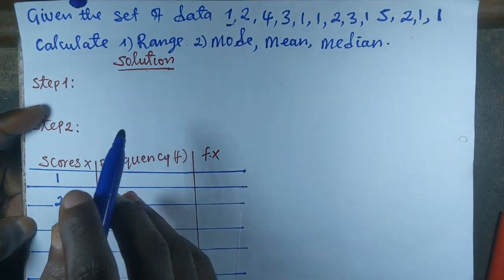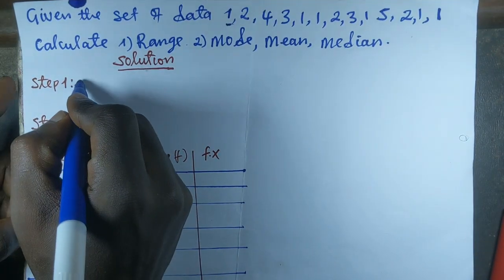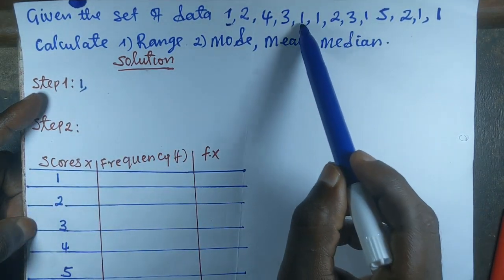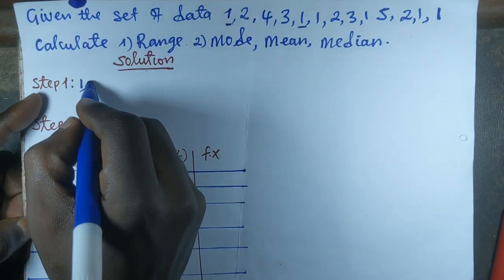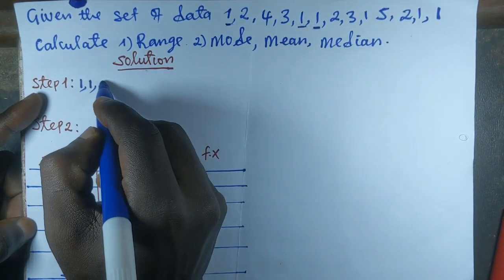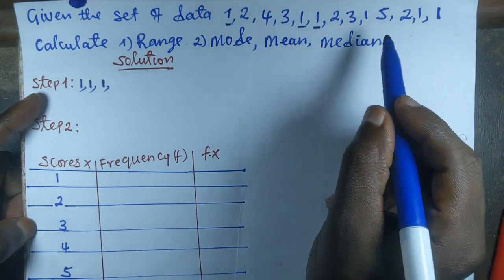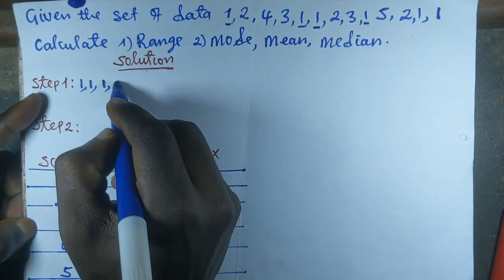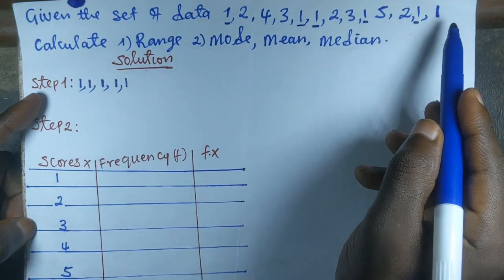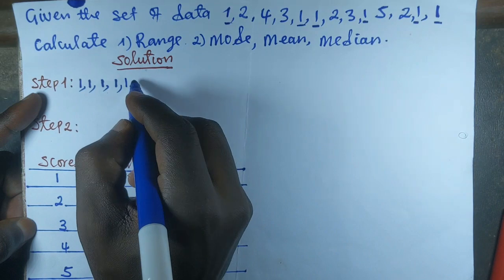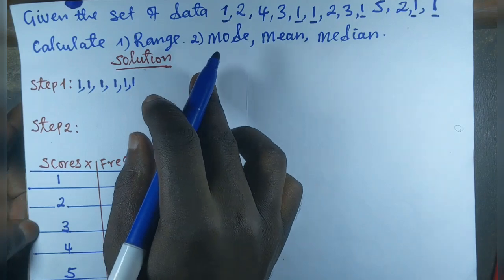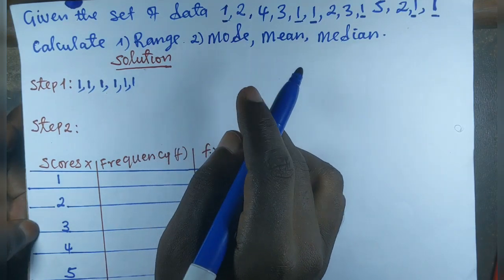So we start with 1. We check if we have 1 again. We have 1, so we put 1. We check, we have another 1, so we put 1. We check, we have another 1, so we put 1. We check again, and lastly we have 1. So we are rearranging the data in ascending order.